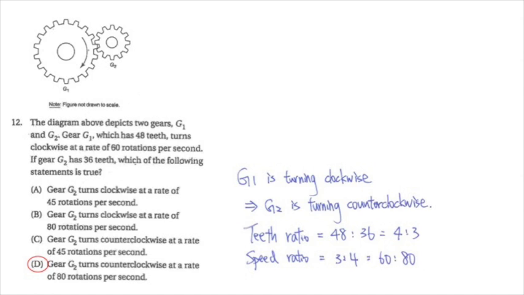So if gear 1 is turning clockwise, that means gear 2 must be turning counterclockwise. The teeth ratio is 48 to 36, which is 4 to 3. The speed ratio is then the opposite of the teeth ratio, which makes it 3 to 4. And to match that with gear 1 with a rate of 60 rotations per second, we amplify that to make it 60 to 80. So gear 2 turns counterclockwise at a rate of 80 rotations per second.